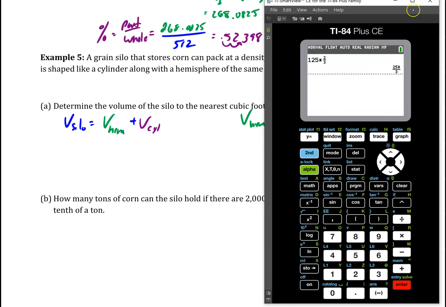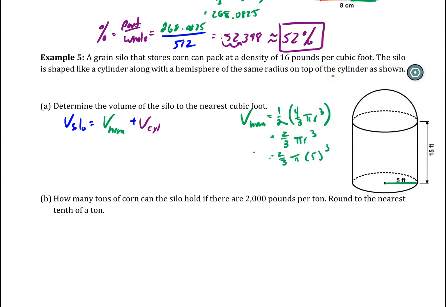And then don't forget, we haven't done anything to pi yet, so pi is still there. So we've got 250 pi. So I'm going to leave it like this because I'm going to plug it in over here and wait and not have to carry around all my decimals and everything like that. So let's do that part first. Then the next part is we need the cylinder. I'm going to do that down here.